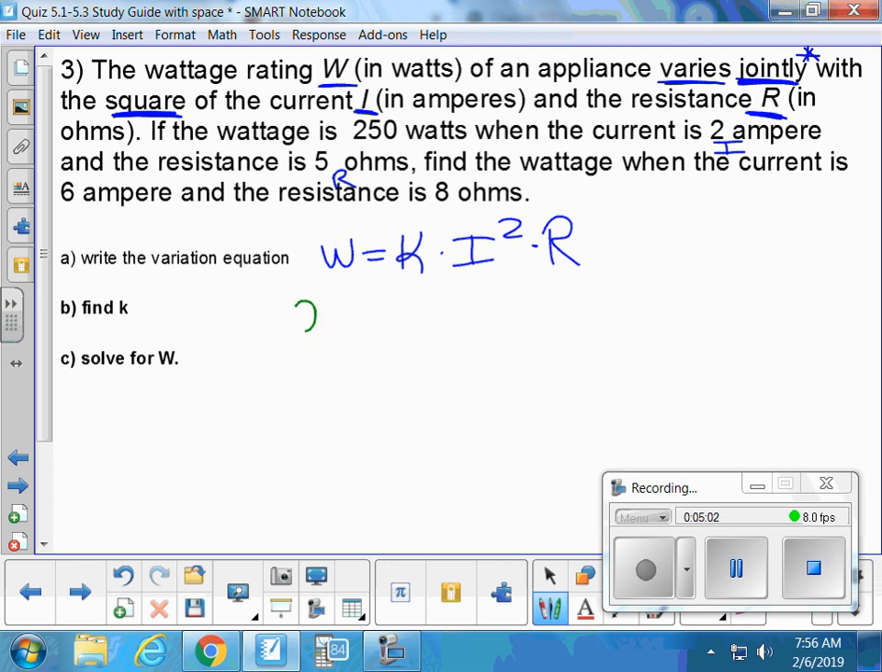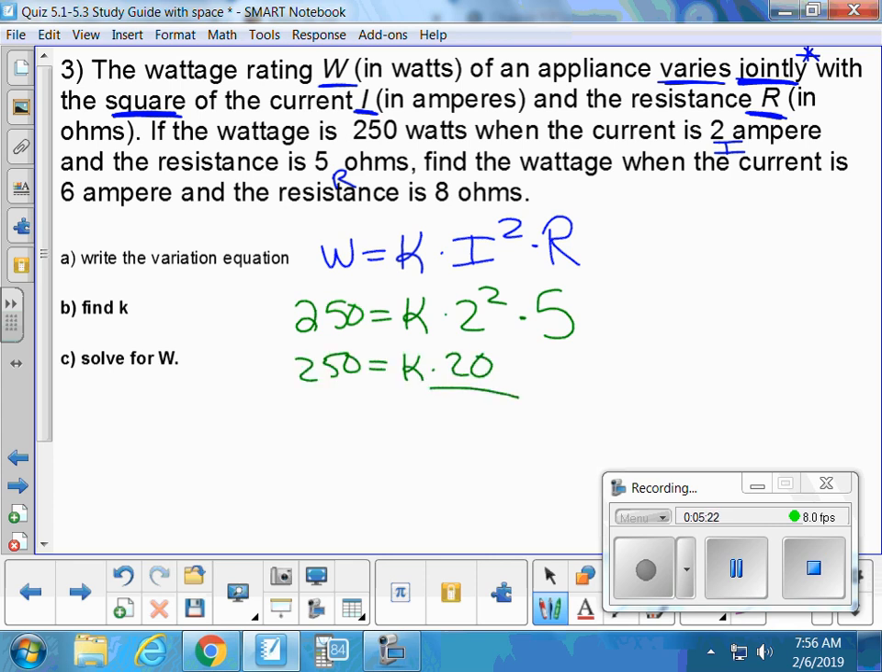250 is a wattage. That was easy. But 2 ampere is actually the current, so that's your I value. And then 5 is actually resistance, so that's your R value. So that's going to be your setup to solve for step B. Look good? What's 2 squared times 5?